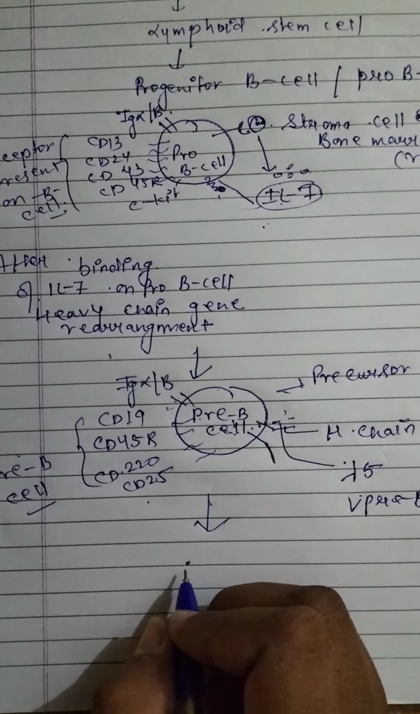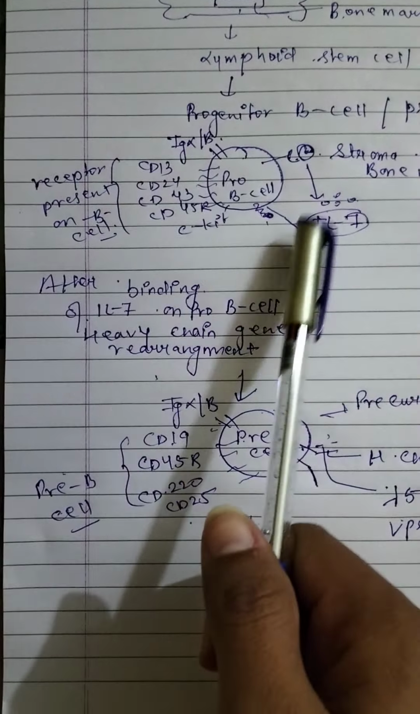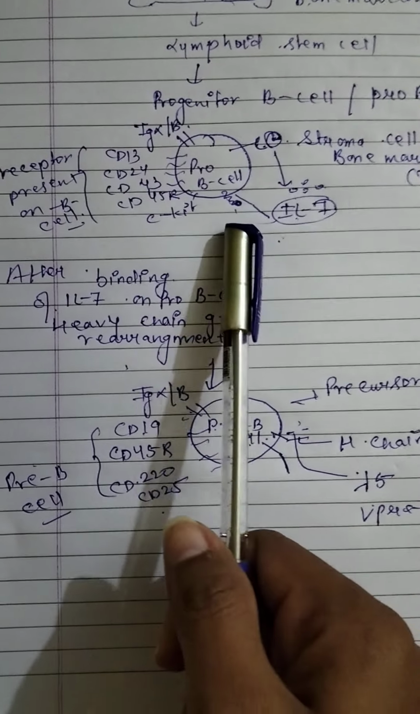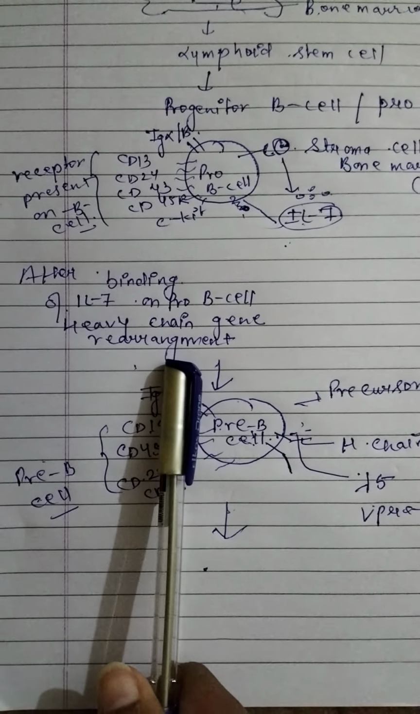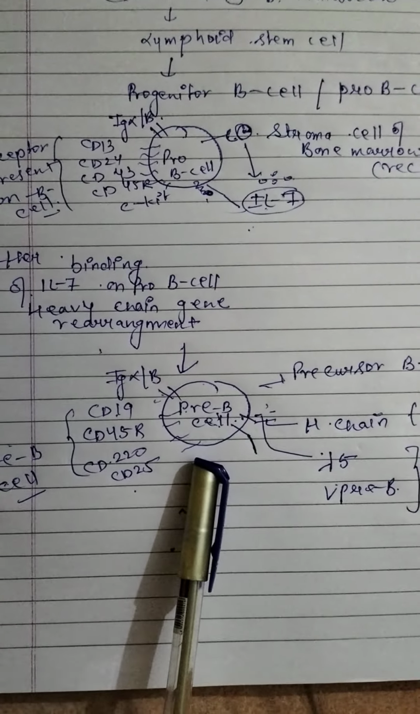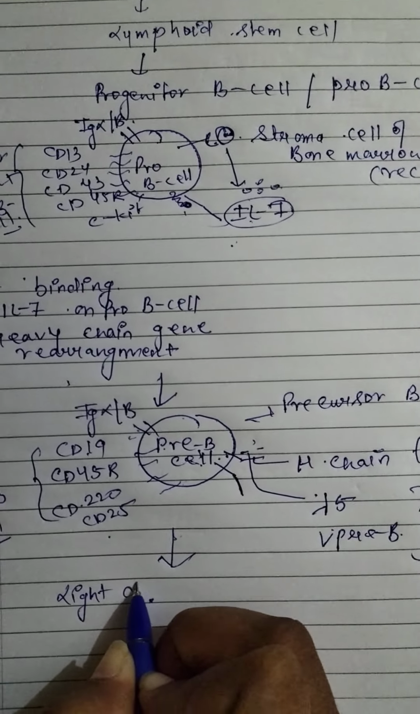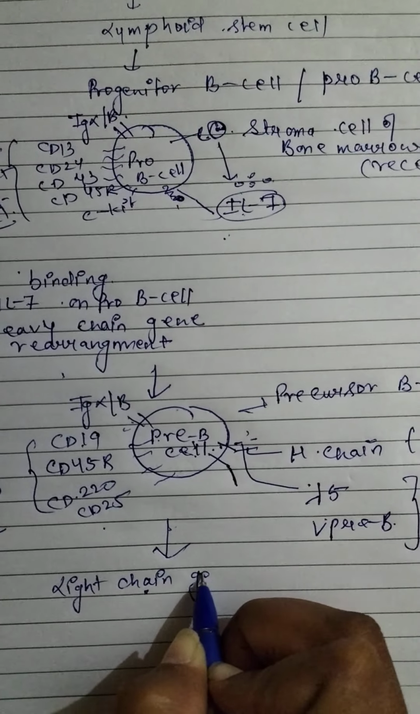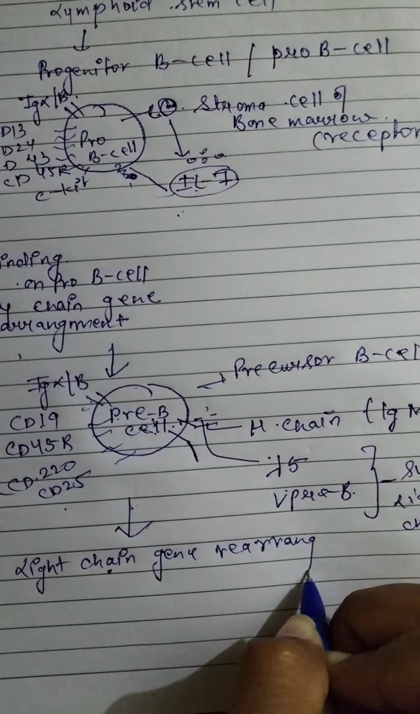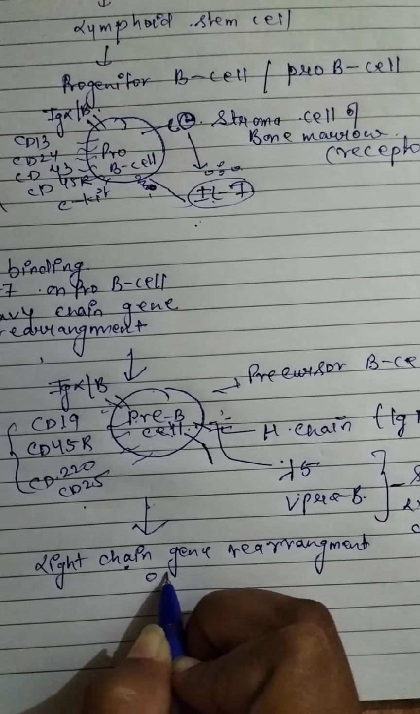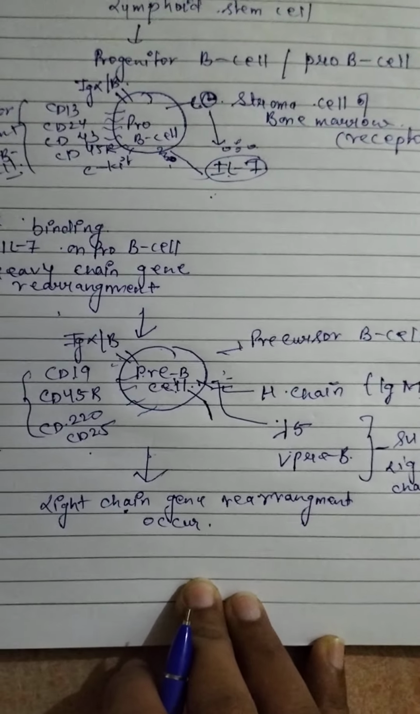So light chain rearrangement occurs. After interleukin attached to the pro-B cell, it shows heavy chain gene rearrangement and converts into pre-B cell. Here, after light chain gene rearrangement occurs, it converts into immature B cell.